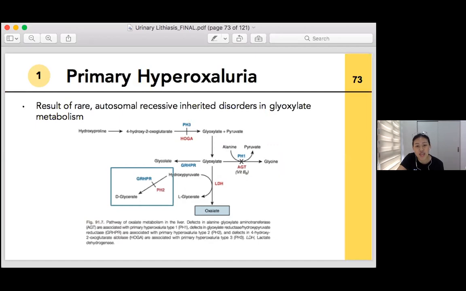As for PH2, this is associated with a defect in the glyoxylate reductase hydroxypyruvate reductase, or GRHPR, in the liver. So this is less aggressive than PH1. And then PH3 is a 3rd type, which is caused by a defect in the mitochondrial enzyme 4-hydroxy-2-oxoglutarate aldolase, or the HOGA. So the mechanism for why this leads to hyperoxaluria has not yet been established.